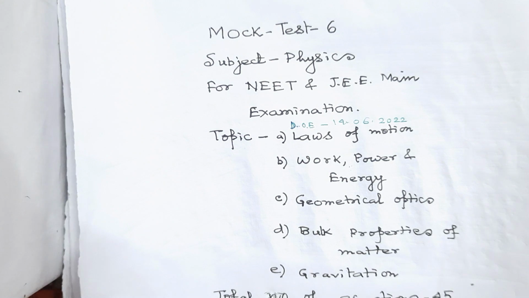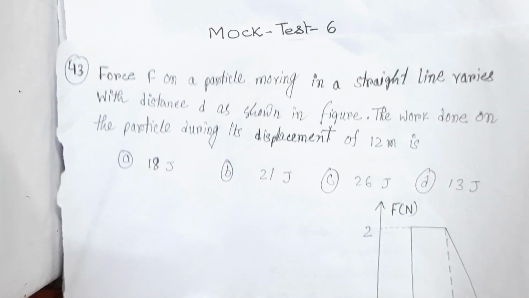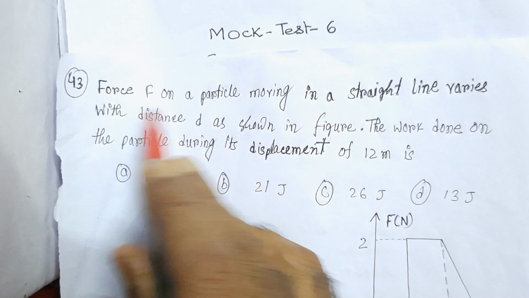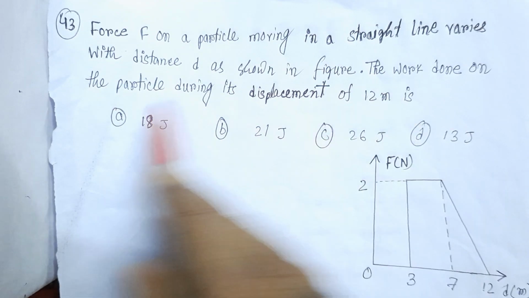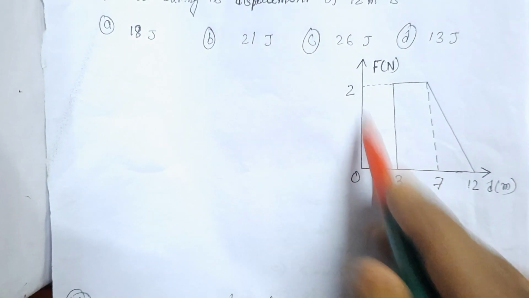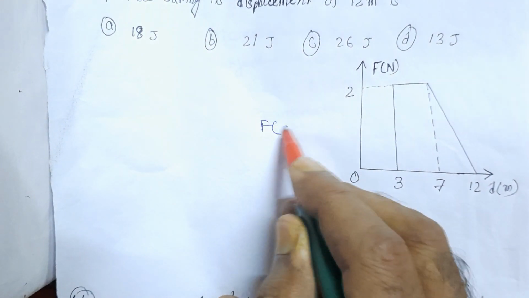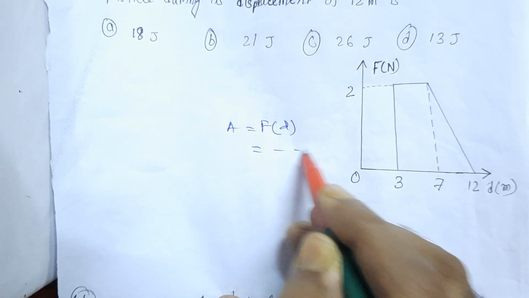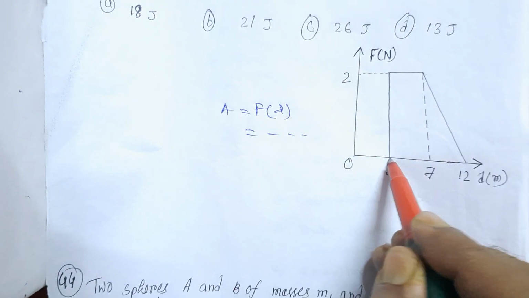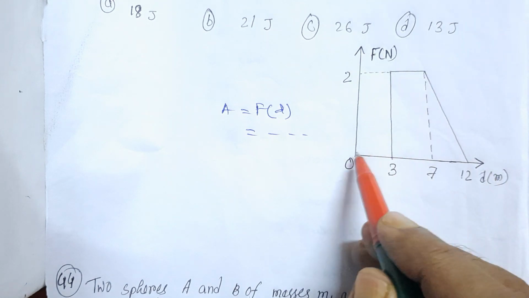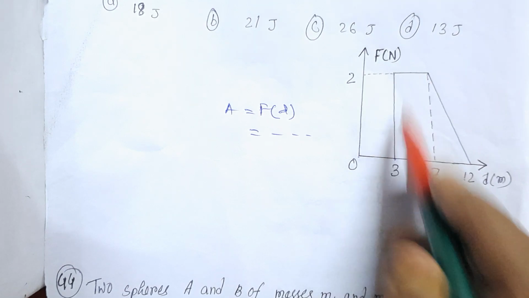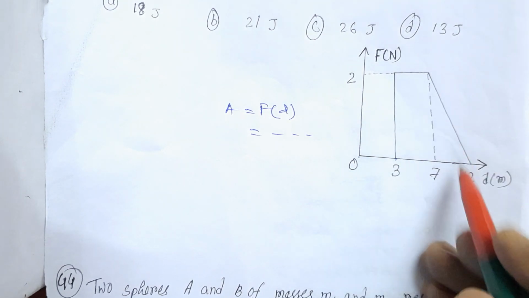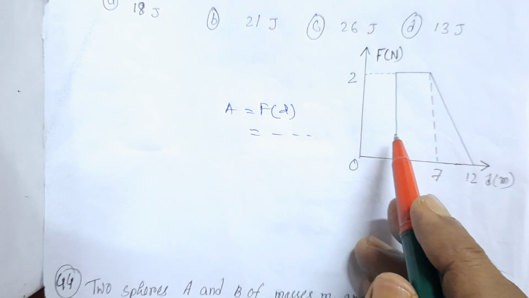Now we will go to the question number 43. In question number 43, force F on a particle moving in a straight line varies with distance as shown in figure. The work done on the particle during the displacement 12 meter. Here is a force displacement curve, and the area of the force and displacement curve equals work done. Now from 0 to 3 meter there is no force acting, so the work done is 0. From 3 to 12 we see here is a trapezium. Having the area of the trapezium will give you the total work done.